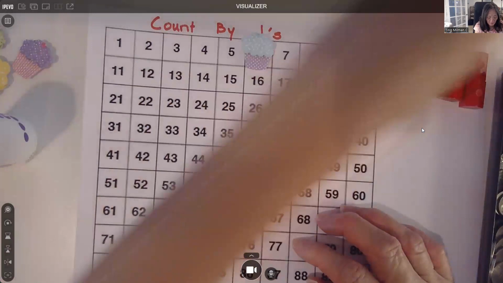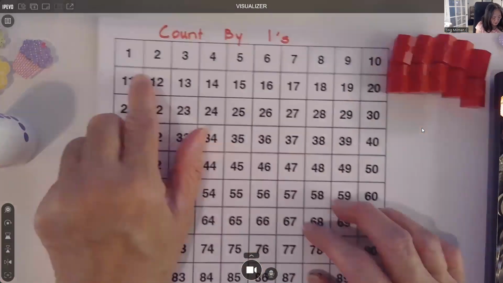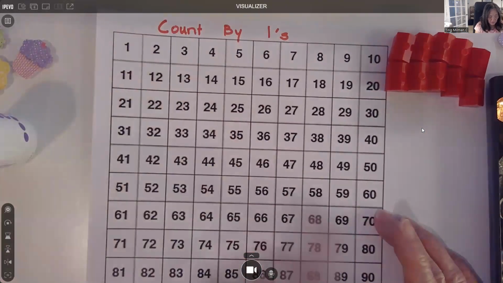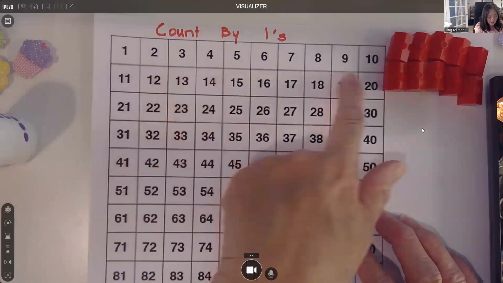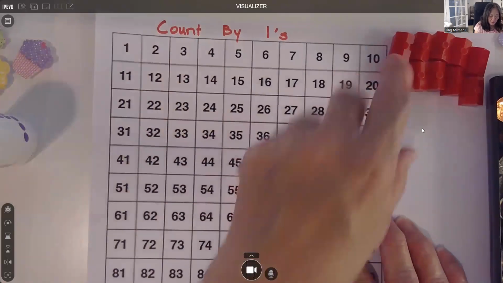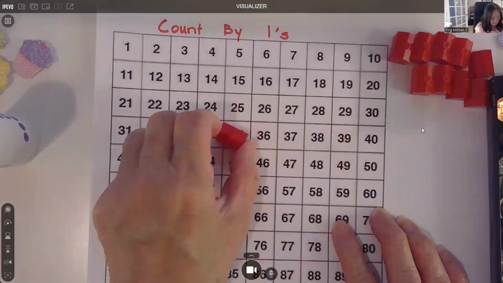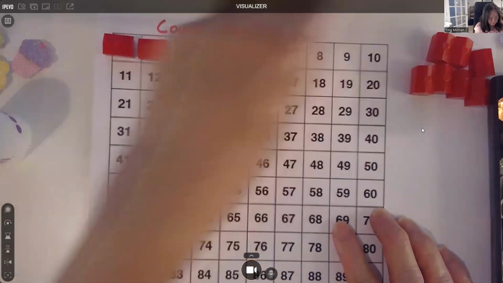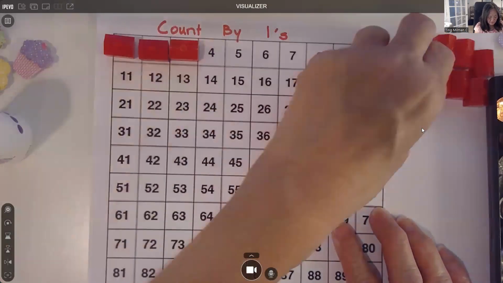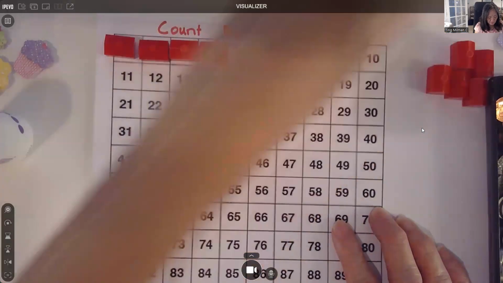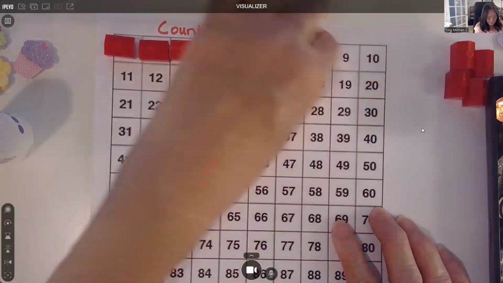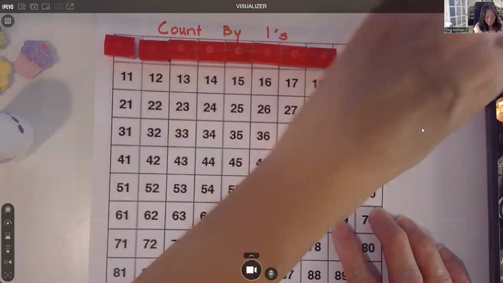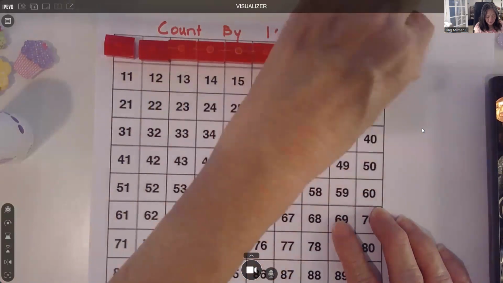First of all, when we count by ones, we have on this number chart all these numbers from 1 to 100. The first row is 1 to 10. So we count by ones. We go like this. 1, 2, 3, 4, 5, 6, 7, 8, 9, and then 10.